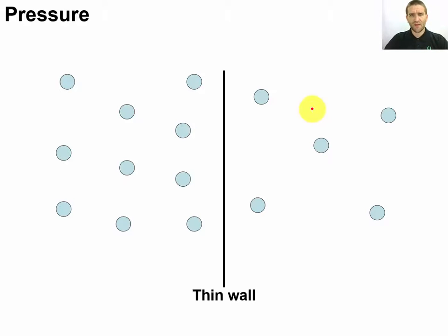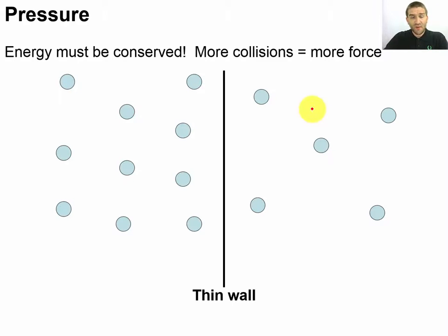Well, intuitively, you're probably going to say, well, the one that has more atoms or molecules is probably the one with the higher pressure. And you're right. But we want to make sure we take it one step further to understand why. Now, let's put it into motion so we can have that help us. The key thing is that we have to have our energy be conserved. If we have more collisions, we're going to be having more force.